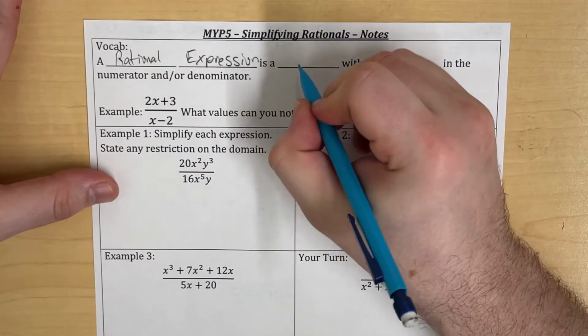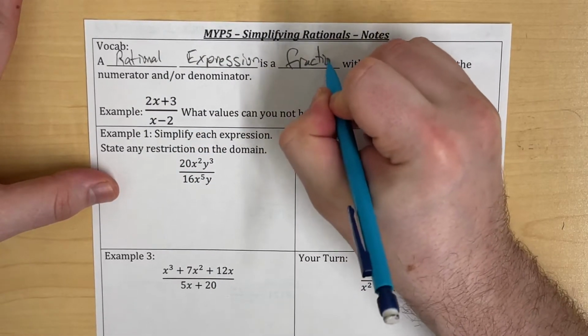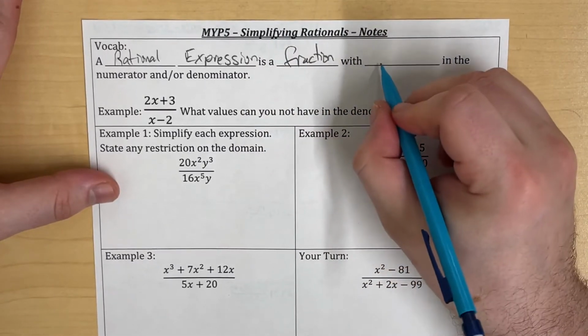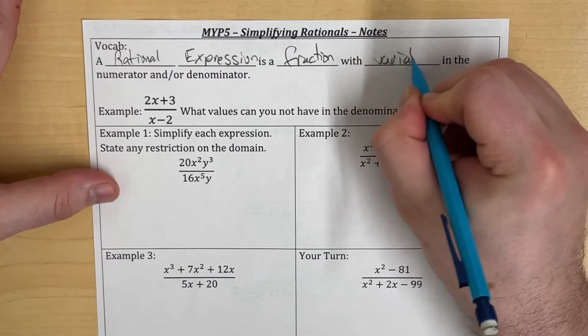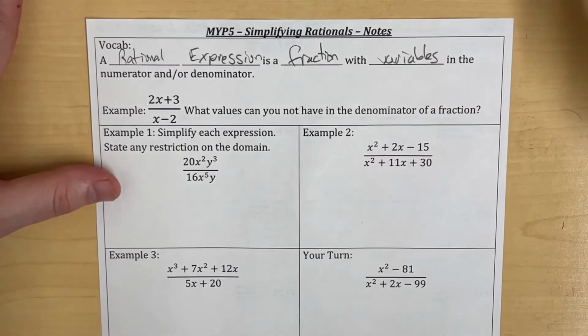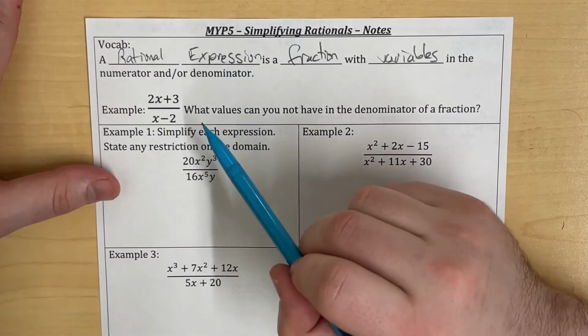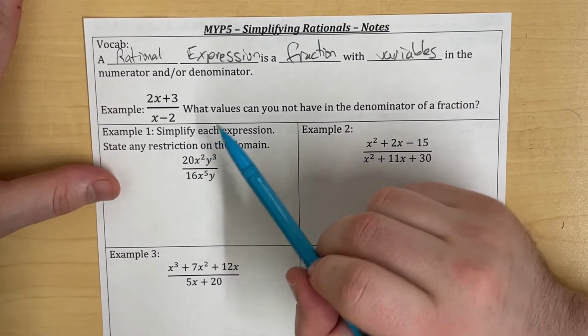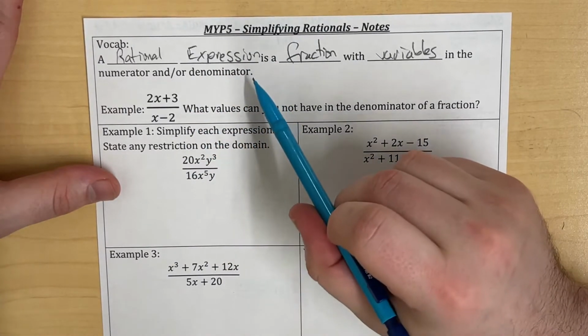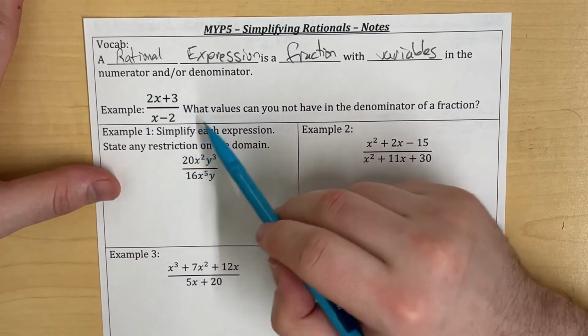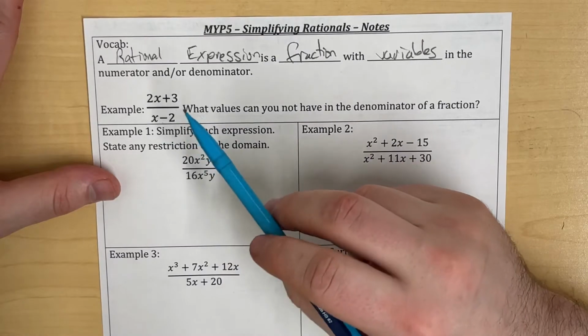is going to be a fraction. You can notice how it has that word ratio in fraction. We're going to say it's a fraction with variables, and it could be in the numerator, it could be in the denominator. So again, make sure you're thinking an expression is a set of quantities without that equals symbol. So we're going to say, again, the kind of example looks like that, 2x plus 3 over x minus 2.